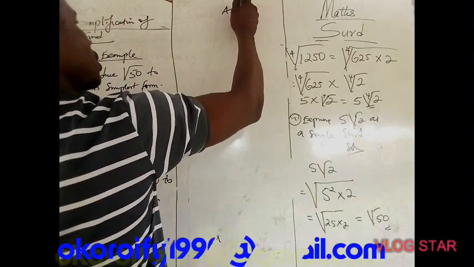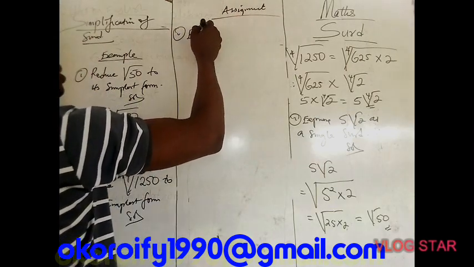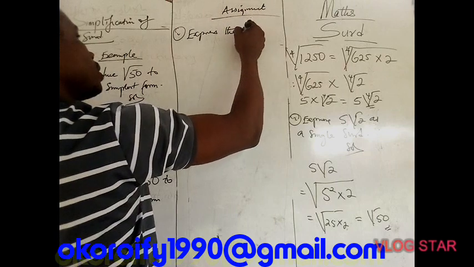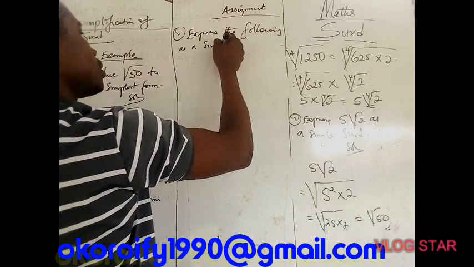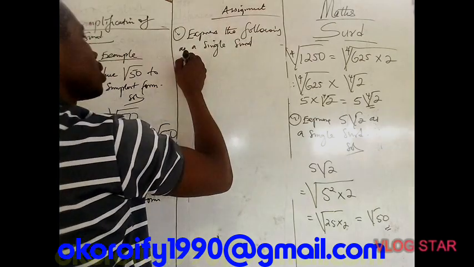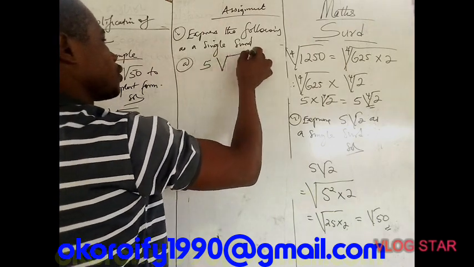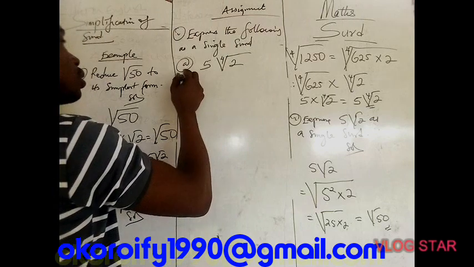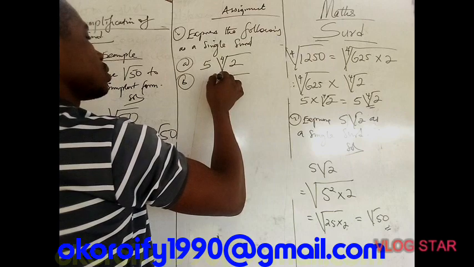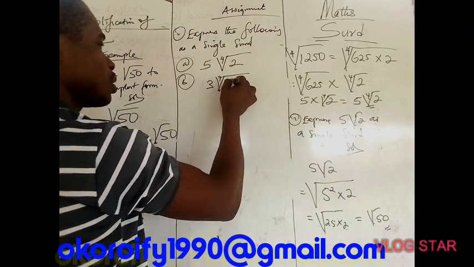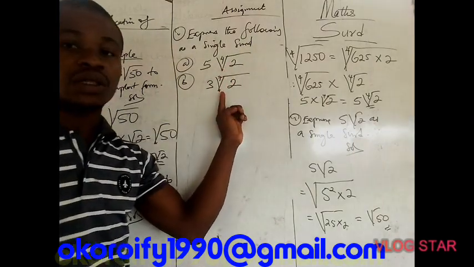Please, let's go down to assignment 1, which says: express the following as a single surd. A is 5 fourth root of 2. Then B we have 3 seventh root of 2. Now let's just go down with this assignment. Express the following as a single surd.